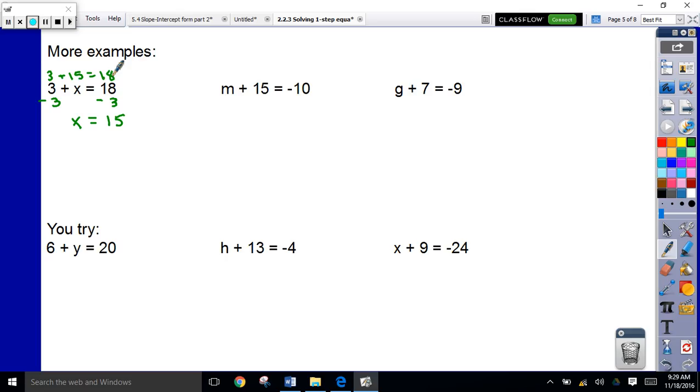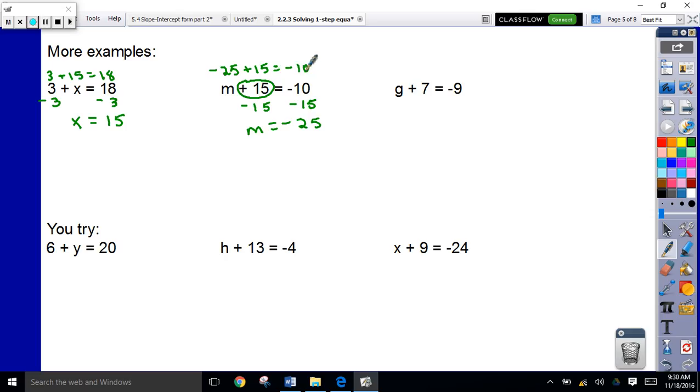Okay, next one has a negative number over here, and sometimes we'll have that. So we're still going to do the same thing. This is a positive 15, so we're going to subtract 15 from both sides. m is going to equal, same signs, add and keep, so we have negative 25. When we check that, negative 25 plus 15 equals negative 10.